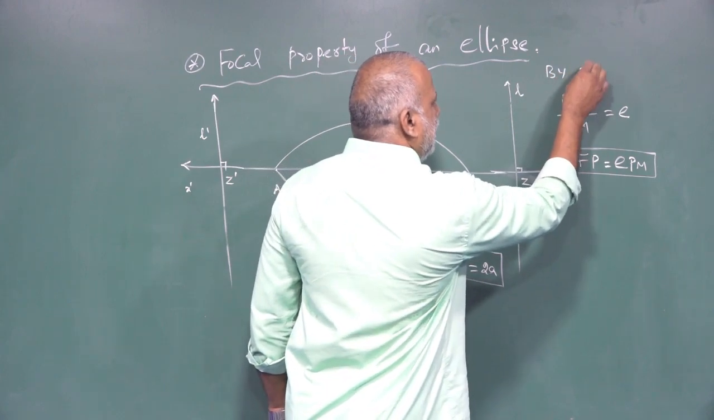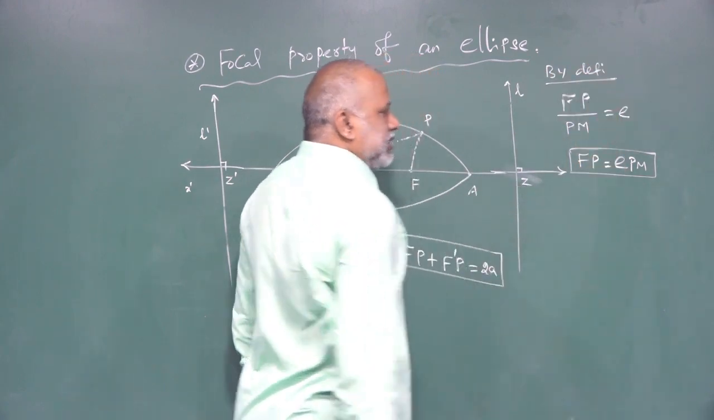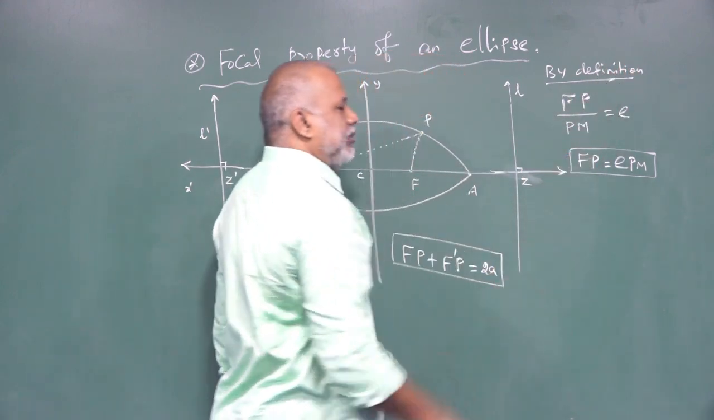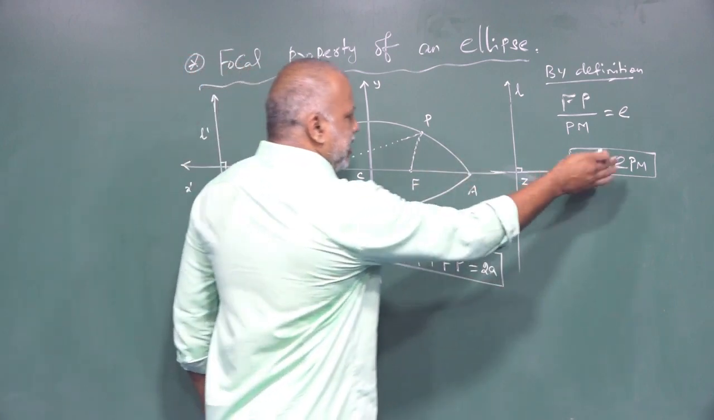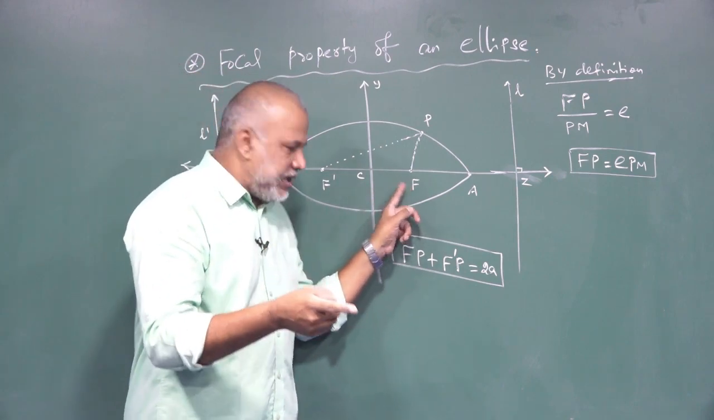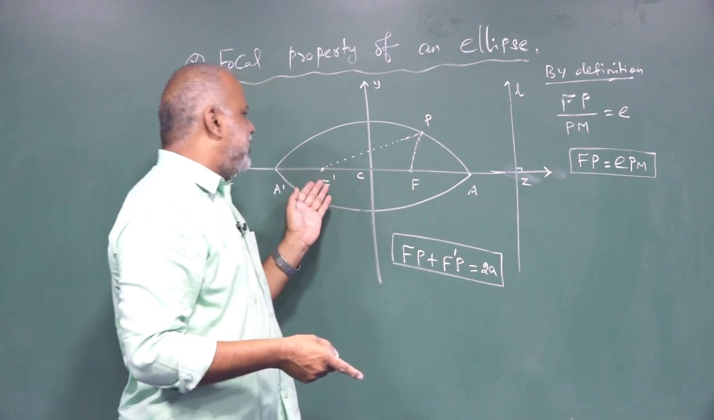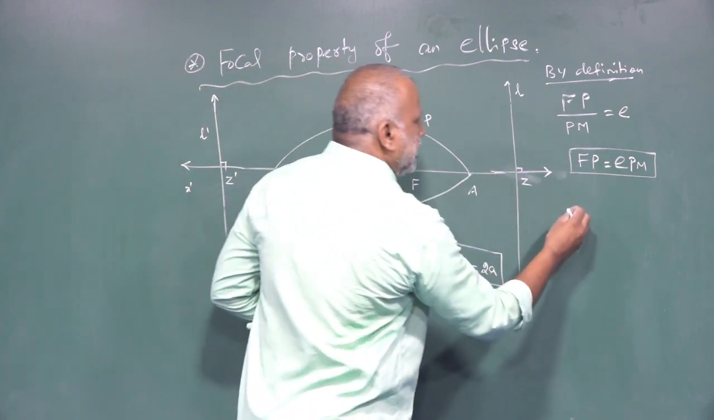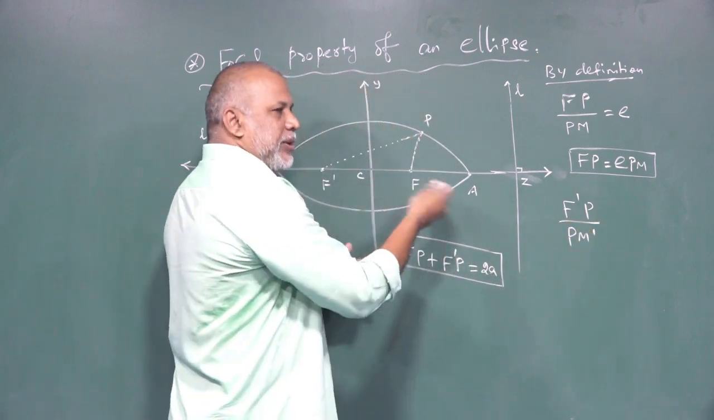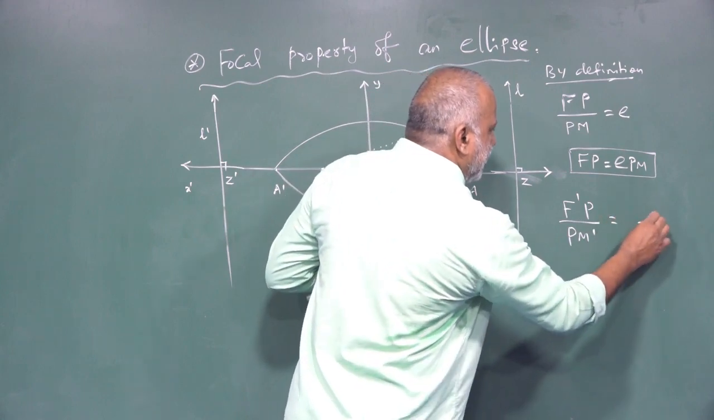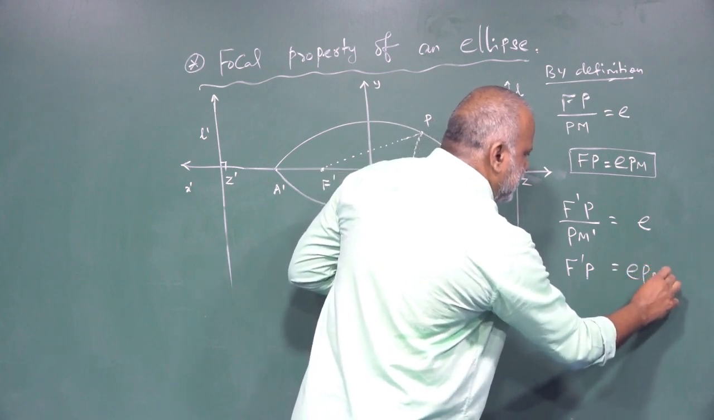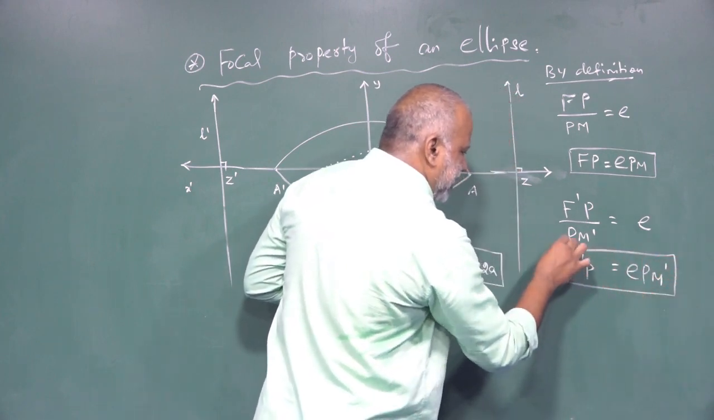We worked out all the theoretical concept. Without the theoretical concept, you cannot derive by definition. By definition, FP by PM equal to E. Just cross multiplying, we get FP equal to E into PM. In the same way, here we have one focus, and here also one focus. Instead of F, I am taking the second focus F dash. Therefore, it is F dash P divided by PM dash equal to E. Then cross multiplying, F dash P equal to E into PM dash. This is the second derivation.